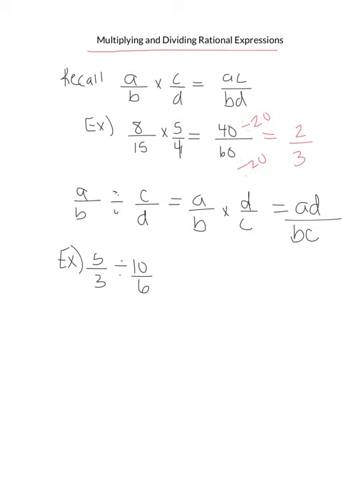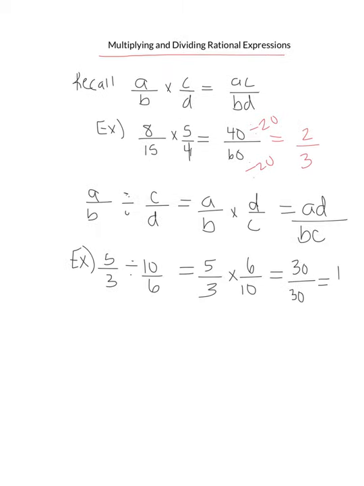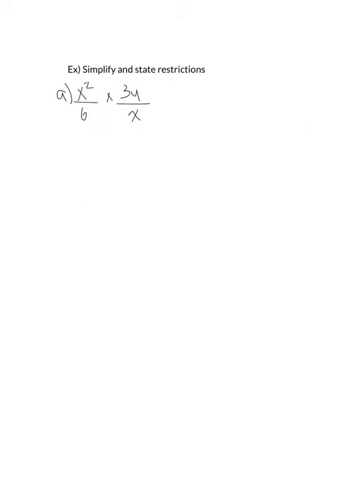C is BC. If I wanted to do an example with numbers, 5/3 divided by 10/6, I know that I could rewrite that as 5/3 times the flip of that second fraction, so times 6 over 10. 5 times 6 is 30. 3 times 10 is also 30, and so I'm going to be getting 30 over 30, which is just 1.